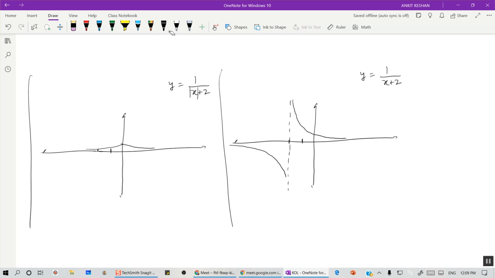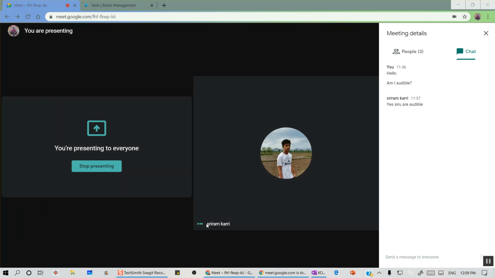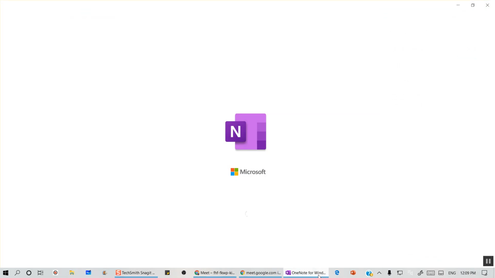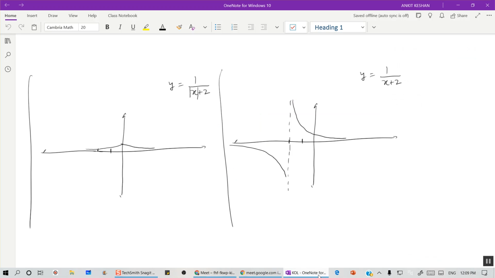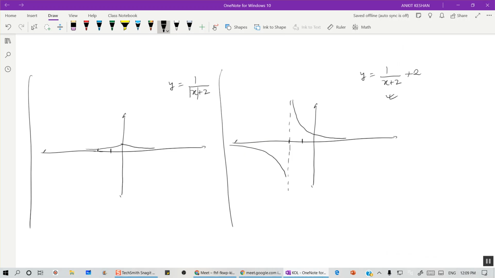It's not getting selected. Let me close it. I'm opening it again. Y is equal to 1 by x plus 2 minus 2. We can do minus this or we can do this plus 2. Yeah, this one is better. Let me show you what will happen.